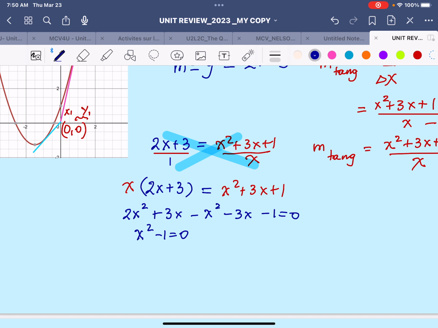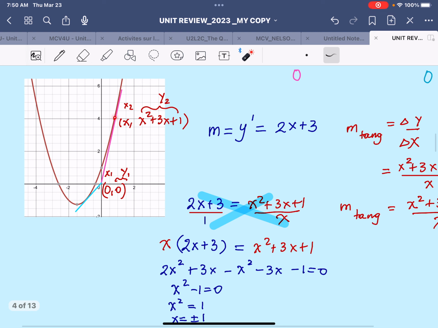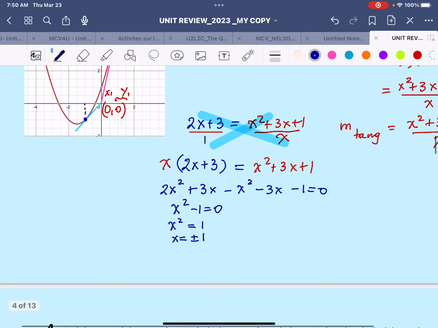You can solve this by factoring, or by simply taking the constant to the other side. We have x squared equals 1, which makes x equal to plus or minus 1. So what that means is that we have 2 different points of tangency, and we're not surprised about that because we know we were able to draw 2 different tangent lines. And it seems that the points of tangency are exactly at x equals 1 and x equals negative 1. So knowing the coordinates at the point of tangency will help us find the equation and the slope of the tangent.